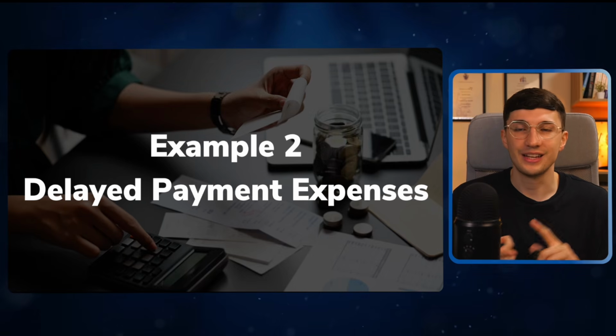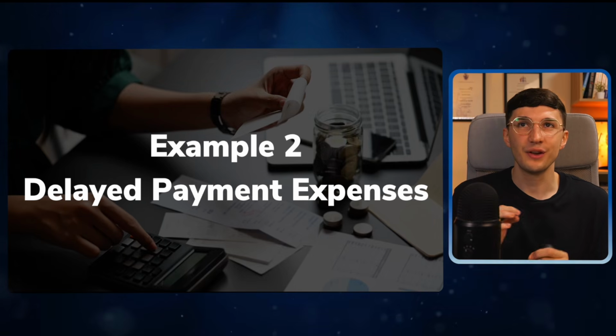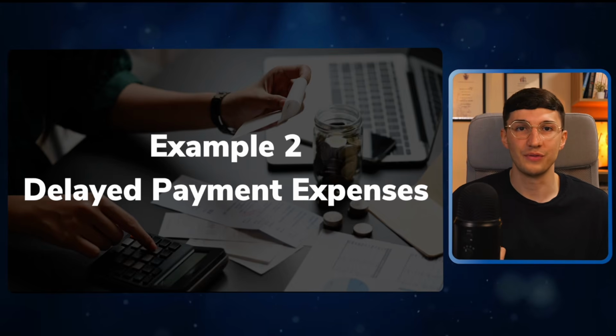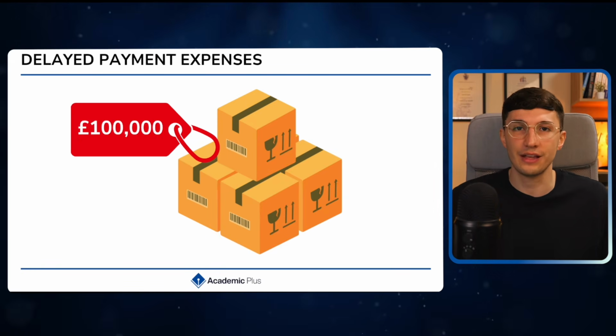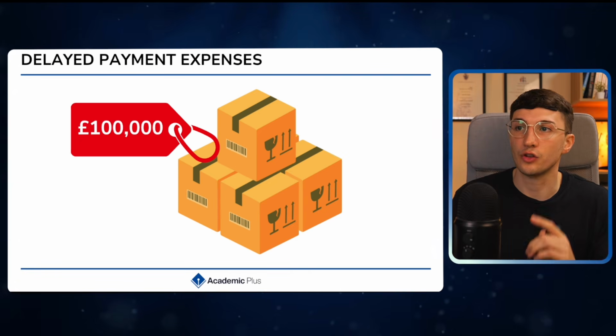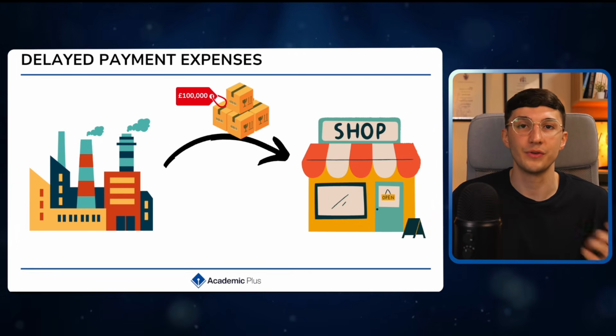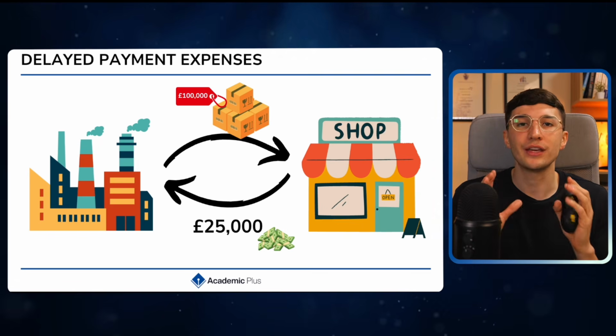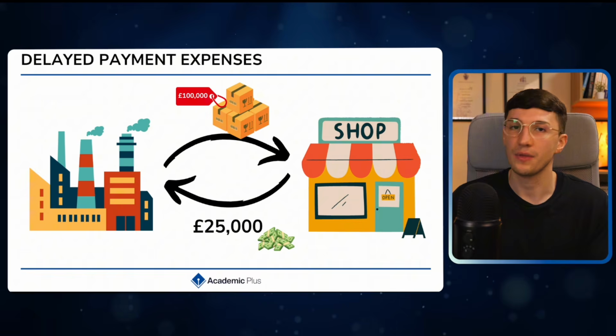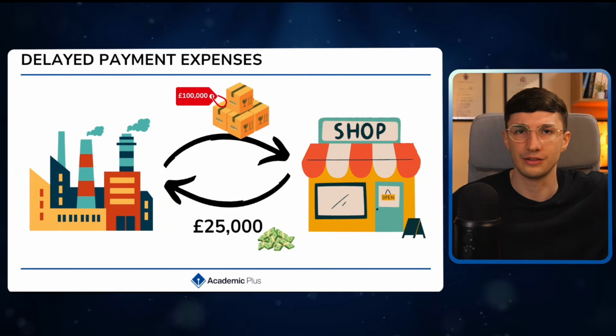The second example is delayed payment expenses. And this follows the same concept as us making revenue on credit, but now we're looking at buying supplies from our supplier. So let's say, for example, our supplier is selling us £100,000 of raw materials. Brilliant, we get them today. But we tell our supplier, how about I give you £25,000 today and I'll give you the rest of the money in about 60 days' time.